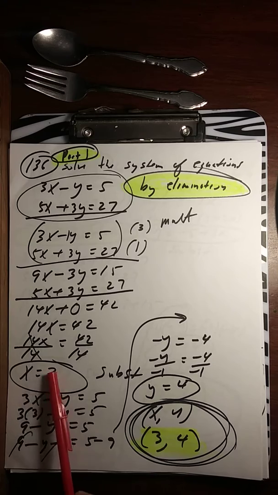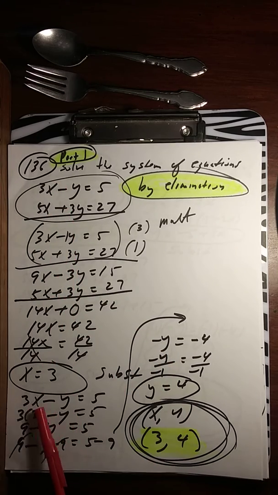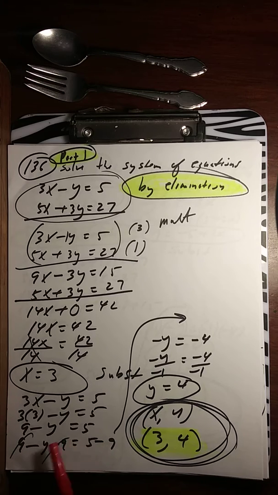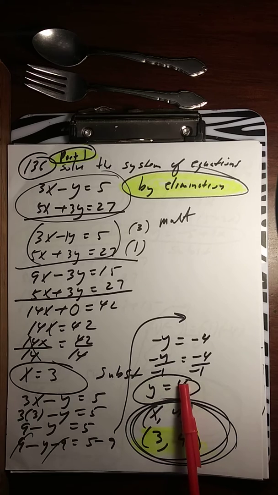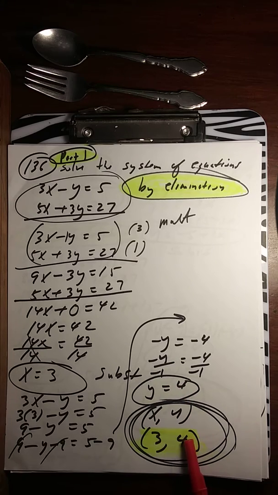Now, put this back up here. So substitute. 3 times 3 is 9. And 9 minus 9, these are gone. So you have negative y equals this. Divide by negative 1, so y equals 4. So 3 and what? 4 is the answer for that.